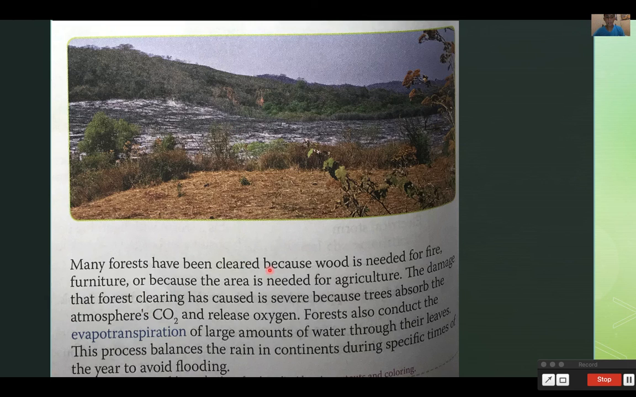Many forests have been cleared because wood is needed for fire, furniture, or because the area is needed for agriculture. The damage that atmosphere cleaning has caused is severe because trees absorb atmosphere CO2 and release oxygen.